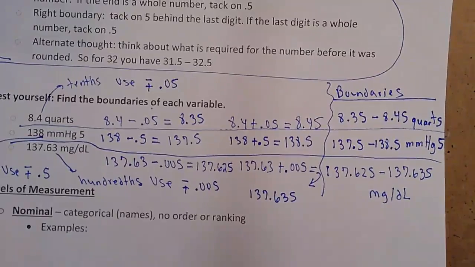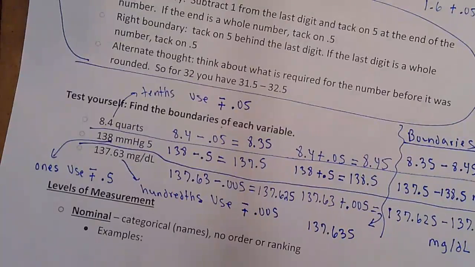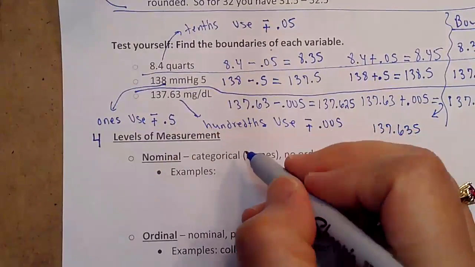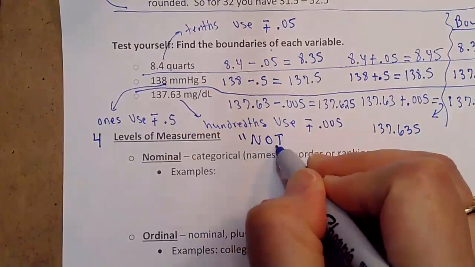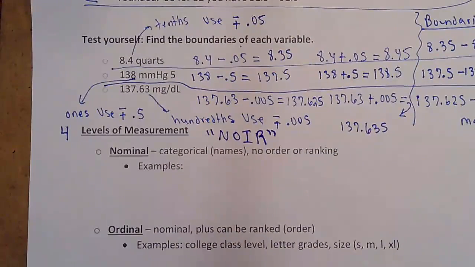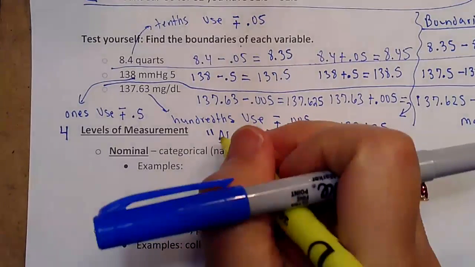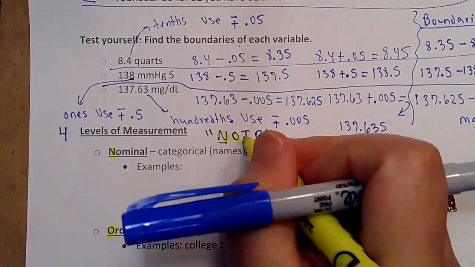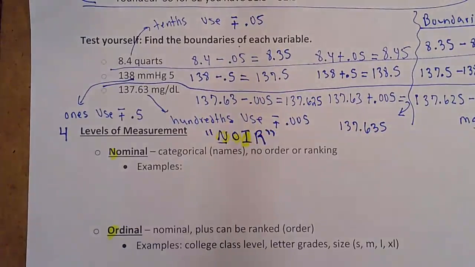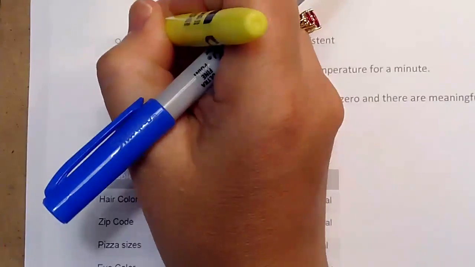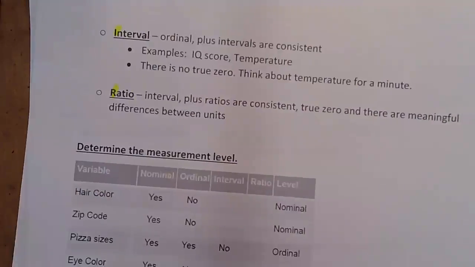So as I mentioned, there are four levels of measurement, and I like to refer to this as a memory mnemonic guide. I like to refer to this as NOIR, with N standing for nominal, O standing for ordinal, I standing for interval, which is on the next page here, and then R standing for ratio. R is ratio.